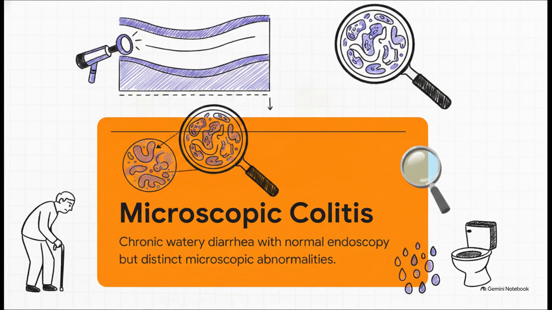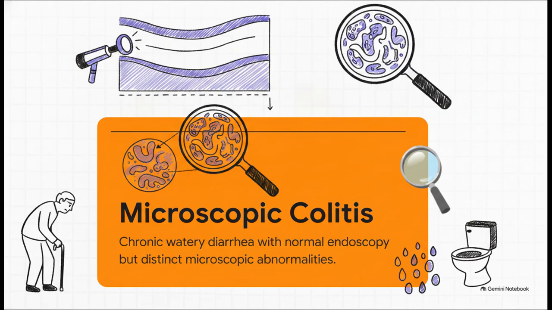Now, contrast that functional disorder with microscopic colitis. The clinical presentation here is typically a much older patient, median age is around 65, who comes in complaining of chronic, non-bloody, watery diarrhea. Much like IBS, if you do a colonoscopy on this patient, the gross endoscopic findings are completely normal. The mucosa just doesn't look inflamed to the naked eye.